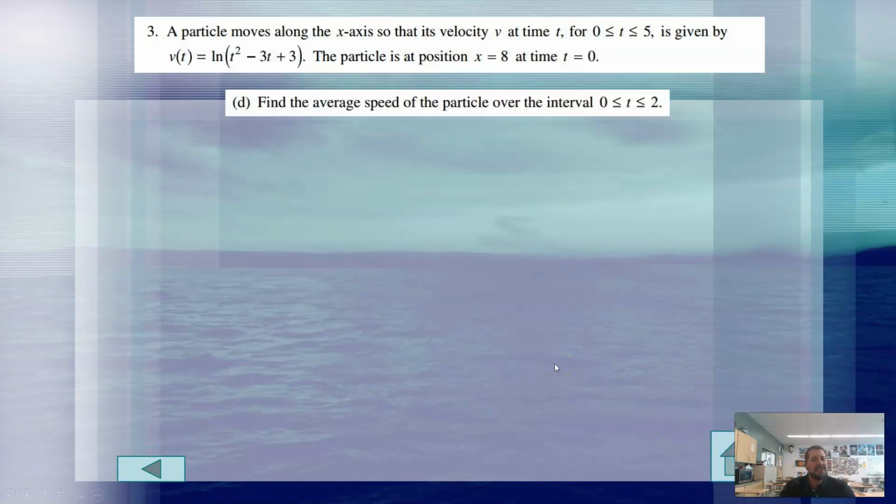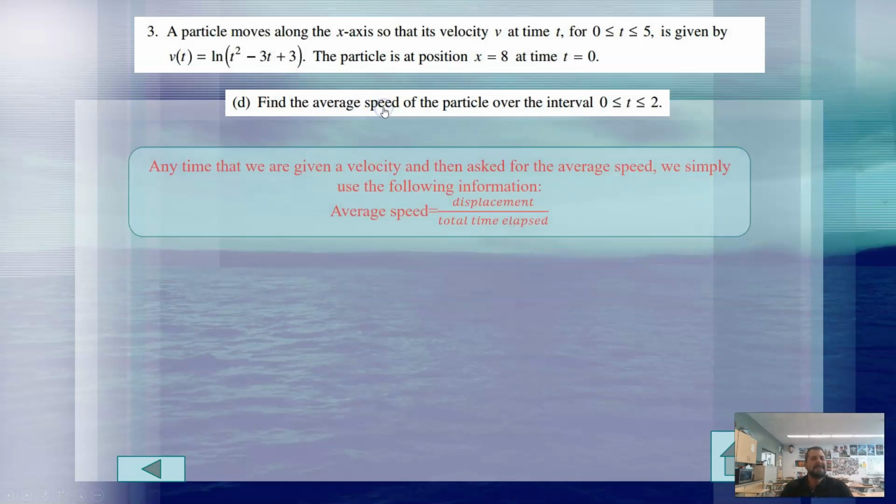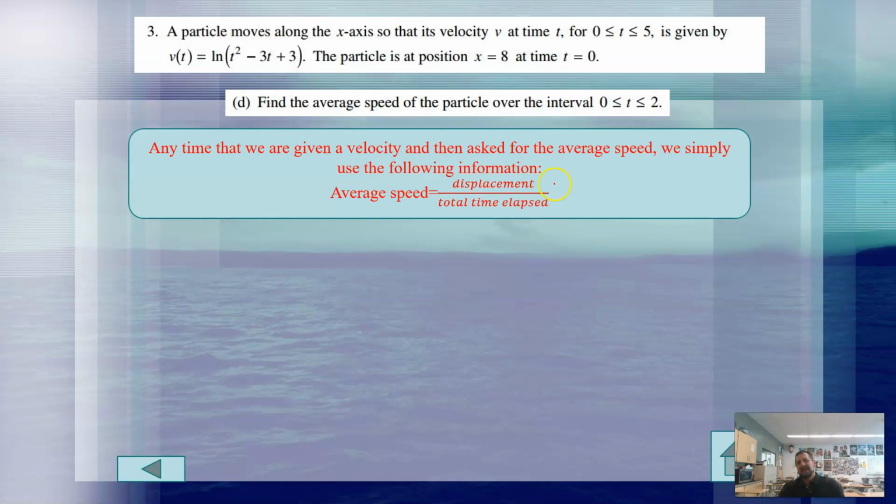On letter D, and we didn't talk about this a ton earlier, but letter D says find the average speed of the particle. Now, way back in the day when we were talking about this in class, we did define what average speed is. Average speed is displacement divided by total time elapsed. So if I'm going from 0 to 2, that's my time elapsed. So 2 seconds or 2, whatever it is, okay?